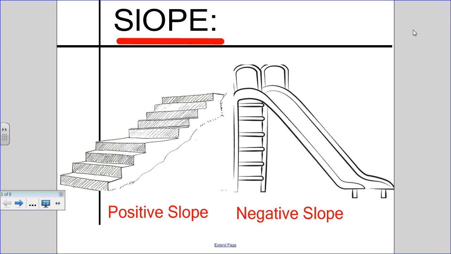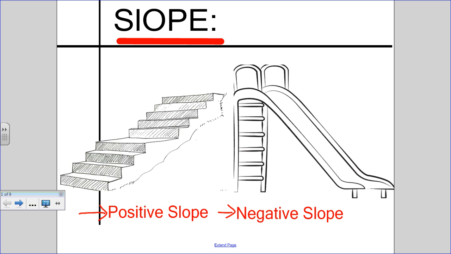Okay, this is video 2 of your packet on slope. When we're talking about slopes of a graph, we're talking about the incline of the lines that you see. So at what rate are they going up or down? So we can talk about positive slope on a graph, or we can talk about negative slope on a graph.